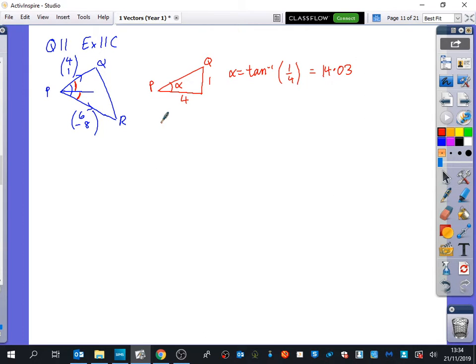And then the other one that I've got is PR, and I'm going to find the angle that that one makes, which I might call beta, which is the other letter we could use. And it is 6 across and 8 down. Even though it's going 8 down, I don't need to write minus 8 because it's already shown on my diagram that it's going 8 down. So beta, using SOHCAHTOA, would be the inverse tan of 8 over 6.